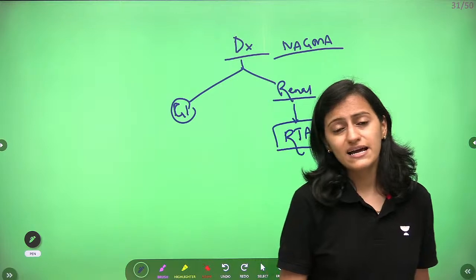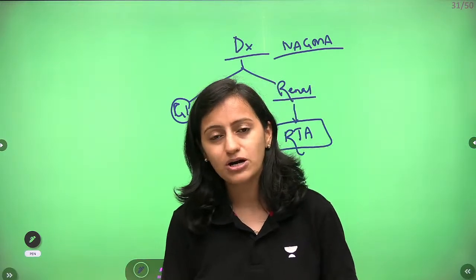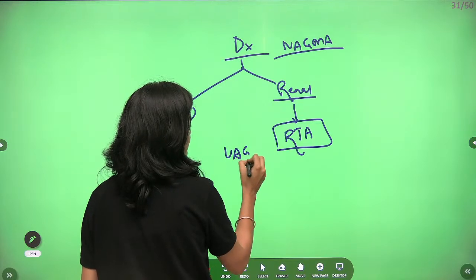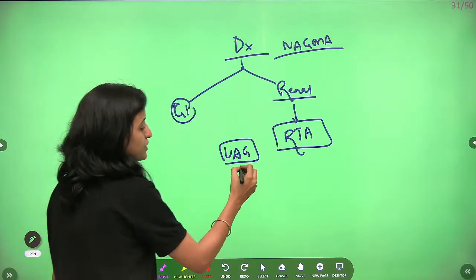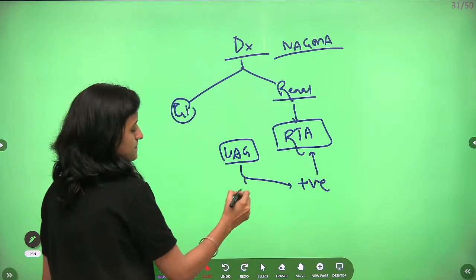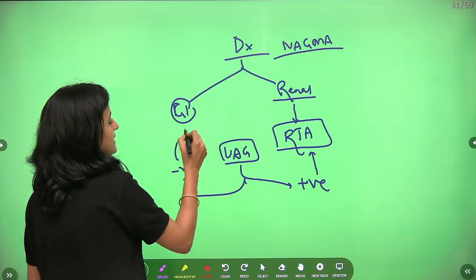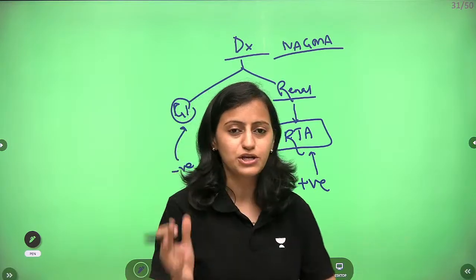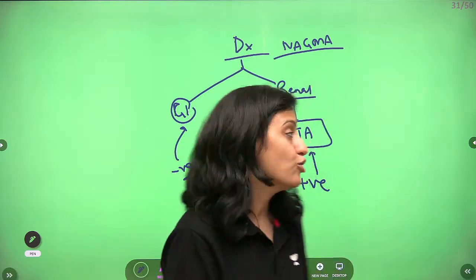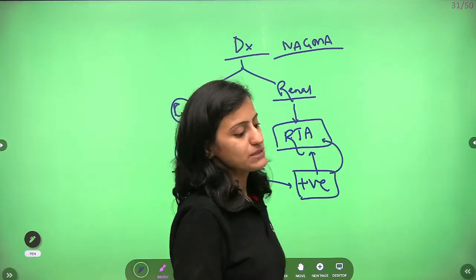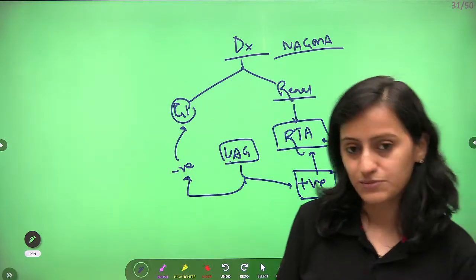How do we differentiate whether this normal anion gap is due to a GI cause or a renal cause? By checking the urinary anion gap. If the urinary anion gap is positive, that is your renal cause. If it is negative, that is your GI cause. Remember, urine and renal go together, as urine is formed in the kidney. So the urinary anion gap is positive in renal tubular acidosis.